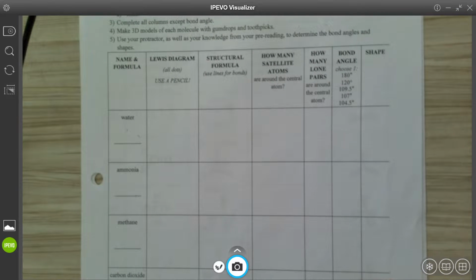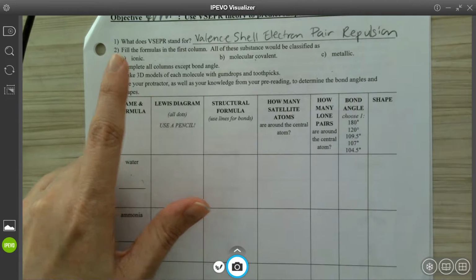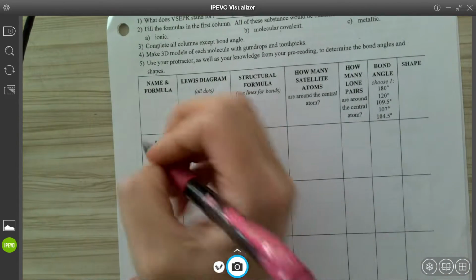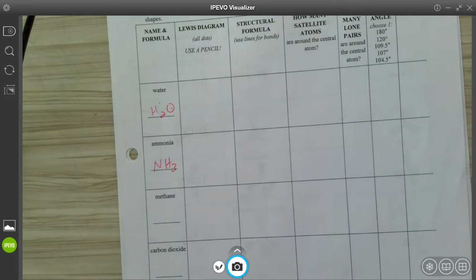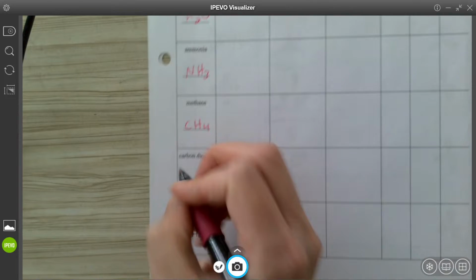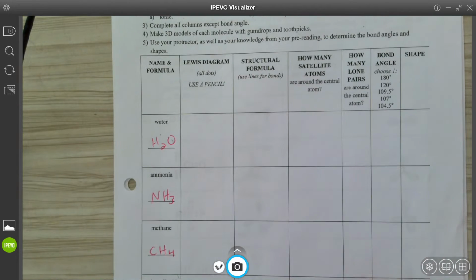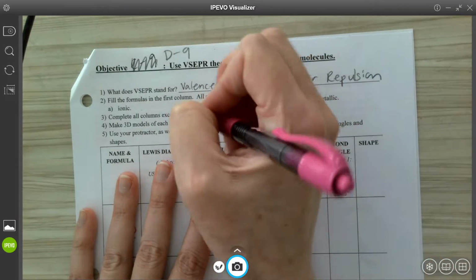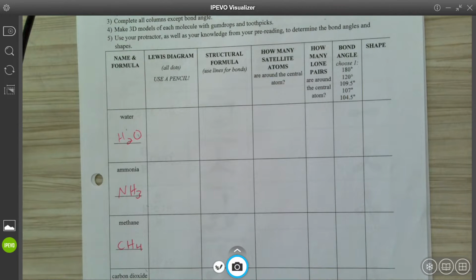Okay, so for number 2, circle whether these are all ionic, all molecular covalent, or all metallic. Water, as we know, is H2O. Ammonia is NH3. It's not ammonium, it's ammonia. Methane is CH4. Carbon dioxide, as you know, is CO2. Formaldehyde, we never learned. I'm just telling you it's CH2O. So, what are all these? Ionic, molecular covalent, or metallic? Molecular covalent. They are all nonmetals bonded together. So these are some of the quintessential, standard, simple molecules that exist in the world.